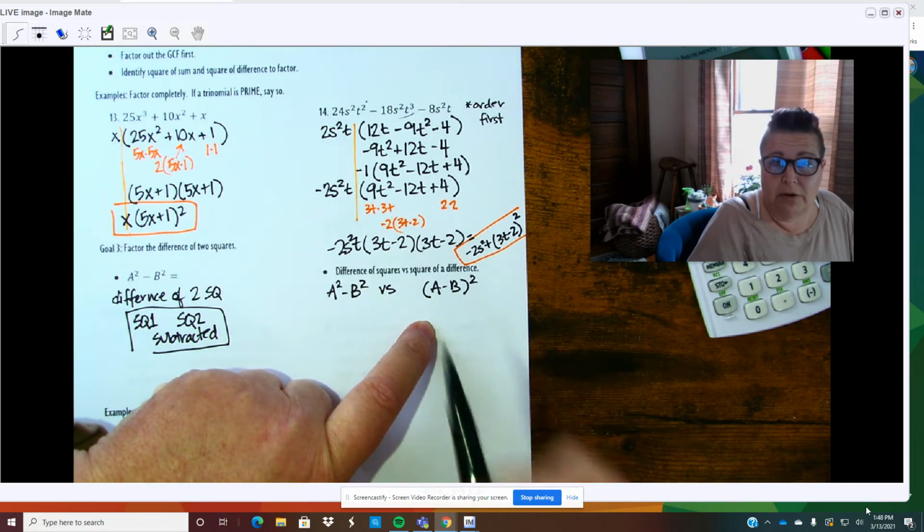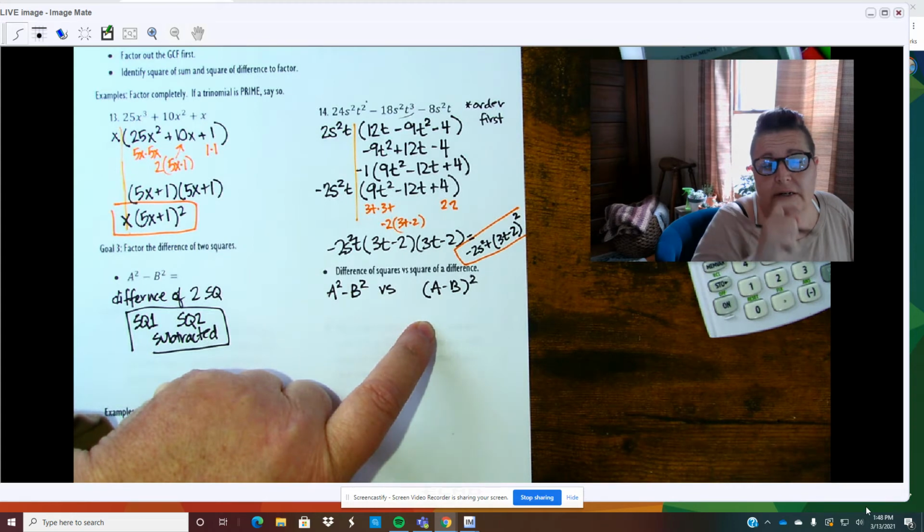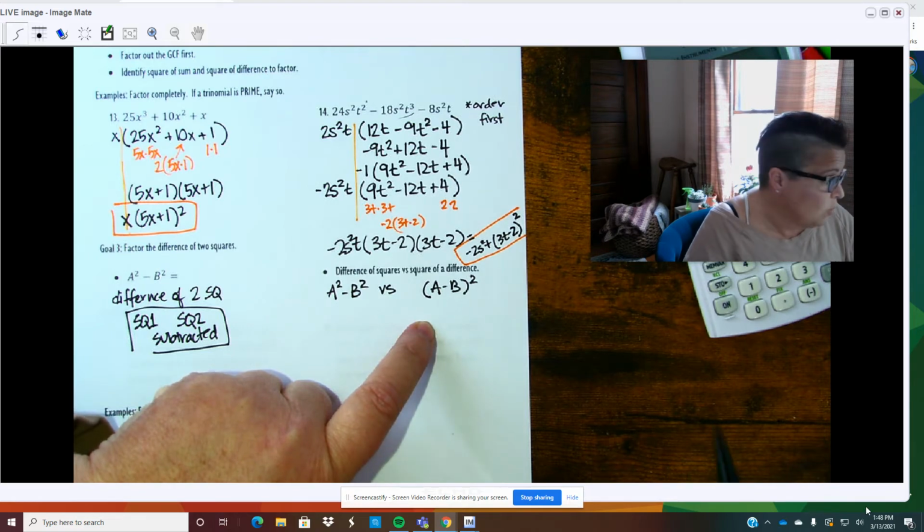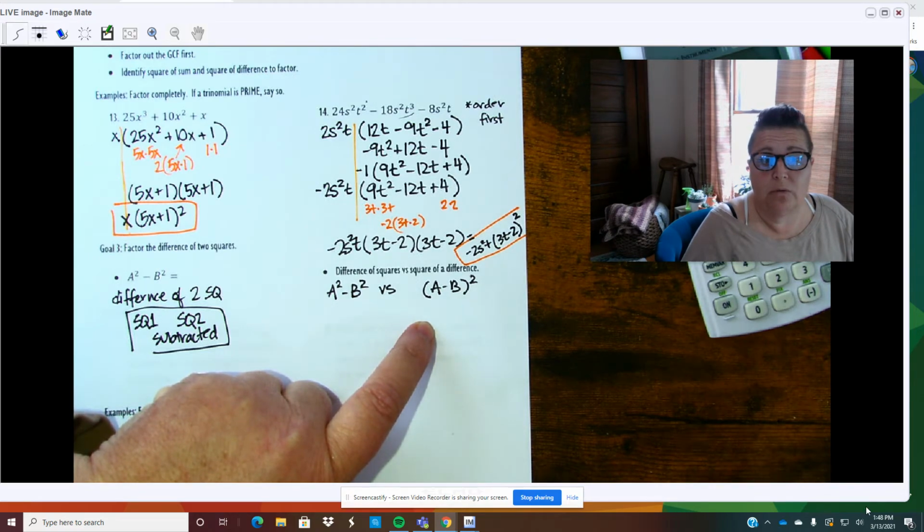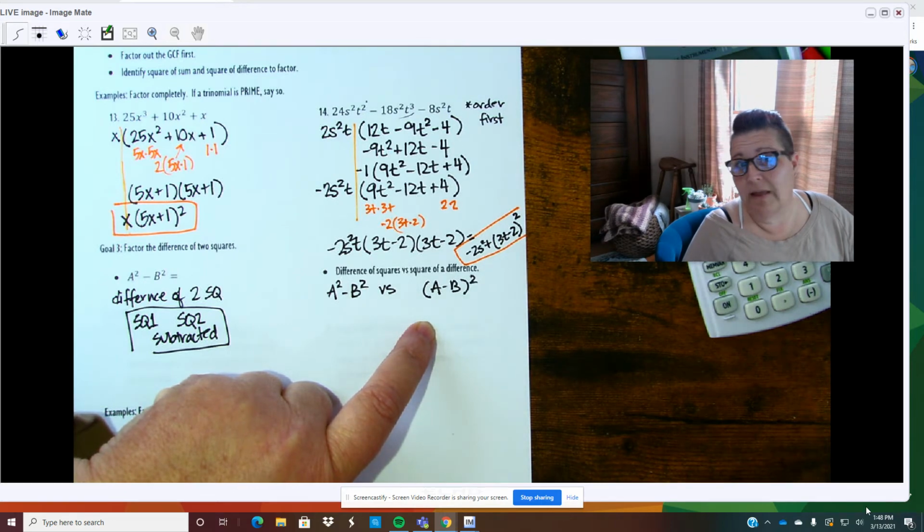Okay? There is a very big difference here. They are two different types of problems. So you need to watch out. I know that they look very much the same for you. I know that you're not used to practicing on them. So make sure you practice them. The difference of squares as compared to the square of a difference. They are not the same thing. All right.